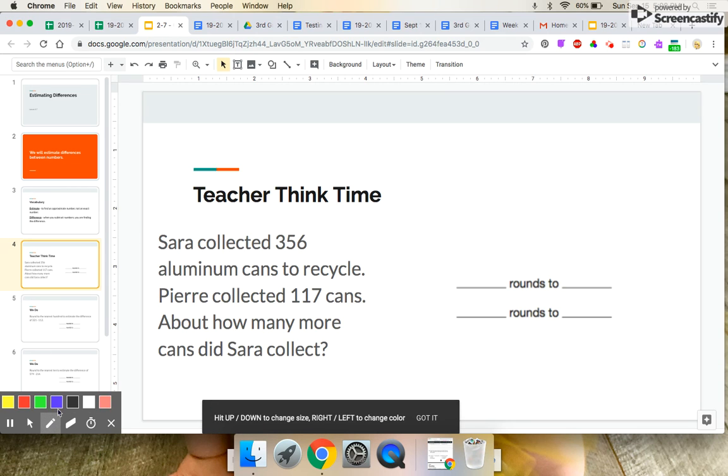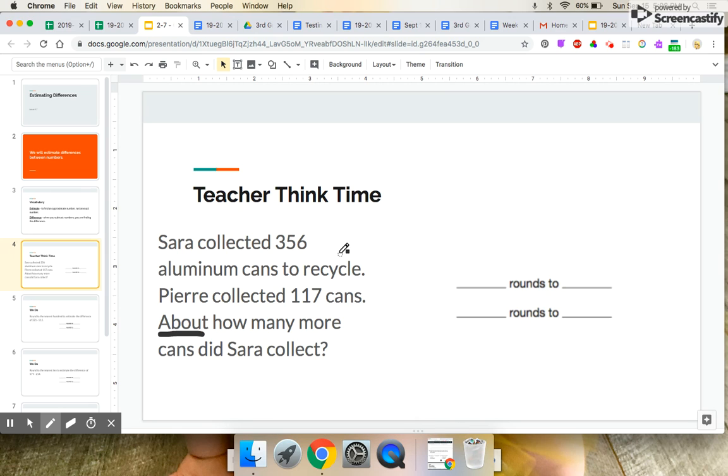So again, I'm going to use my rounding as a helpful tool here. The important thing is "about." I'm not going to get an exact answer. And if I want to know about how many, I'm not going to just completely guess. I'm going to use rounding to get a pretty close amount to see what it might be.